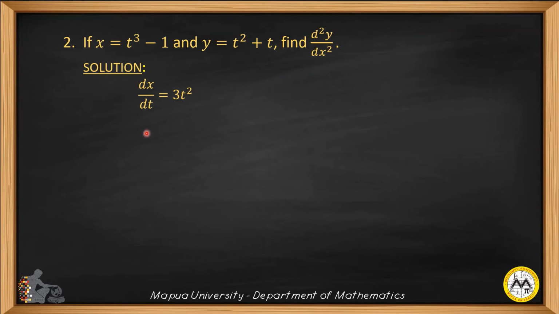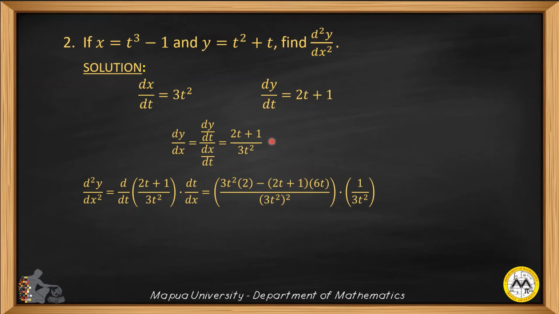Again, for our solution, we first determine dx/dt, differentiating t cubed minus 1 with respect to t to give us 3t squared. And when we differentiate y with respect to t, the first derivative of y with respect to t would just be equal to 2t plus 1. So on this basis, the first derivative of y with respect to x would just be the ratio of the first derivative of y with respect to t to the first derivative of x with respect to t. And that would be given by the ratio 2t plus 1 divided by 3t squared.